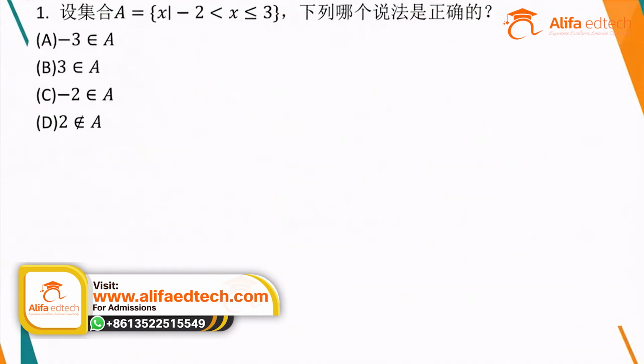Let set A consist of all real numbers x such that x is greater than -2 and less than or equal to 3. Please determine which of the following statements is correct.